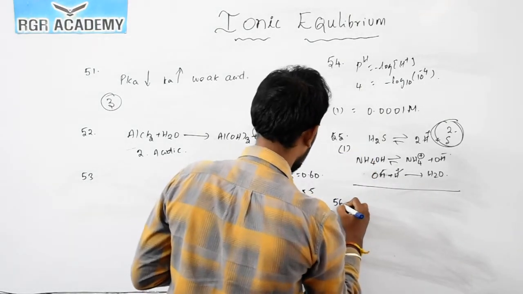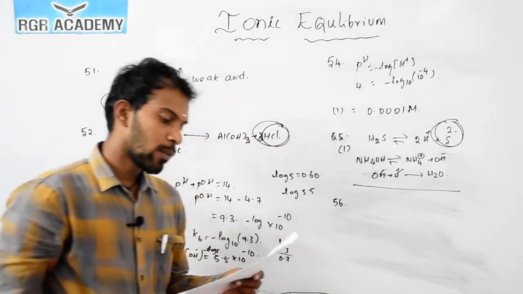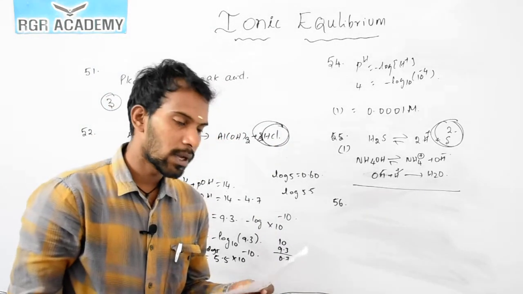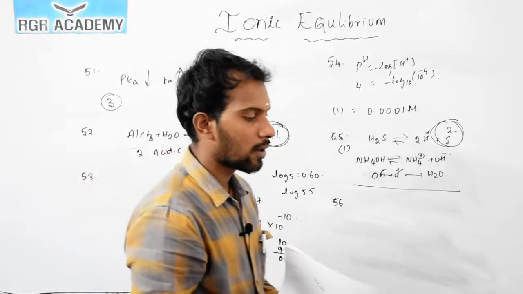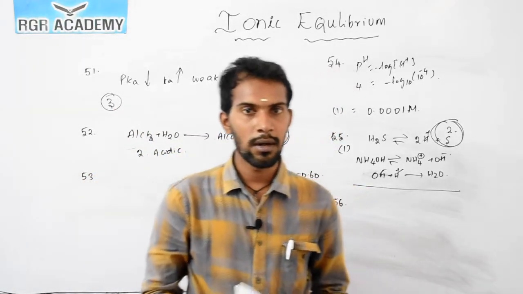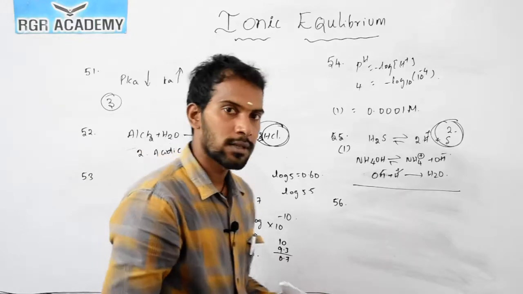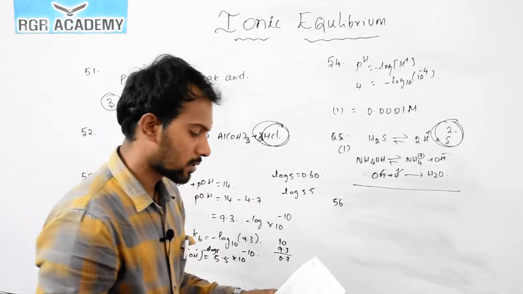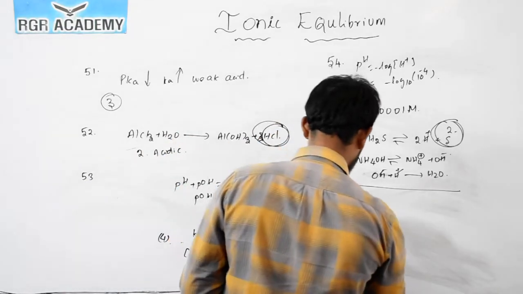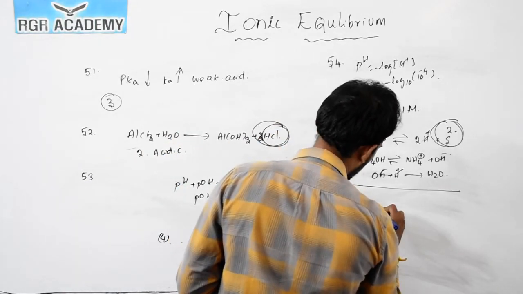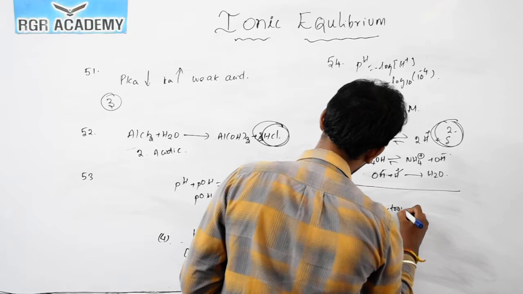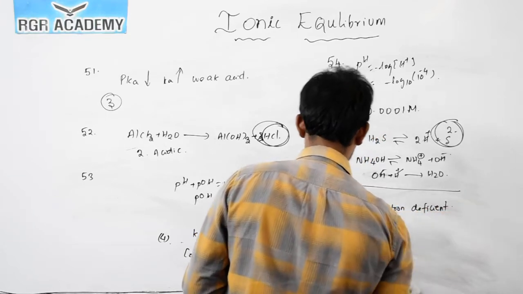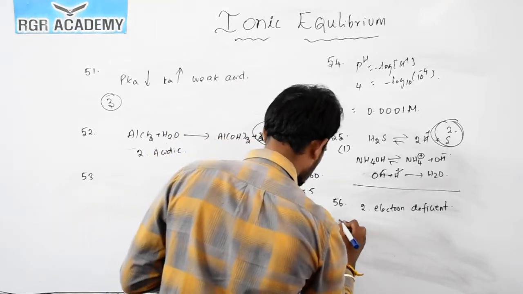The question number 56. Boron halides behave as Lewis acids because they have incomplete octet electrons. Due to these reasons, we can call these boron halides Lewis acids. So they are electron deficient species. Now the question number 57.